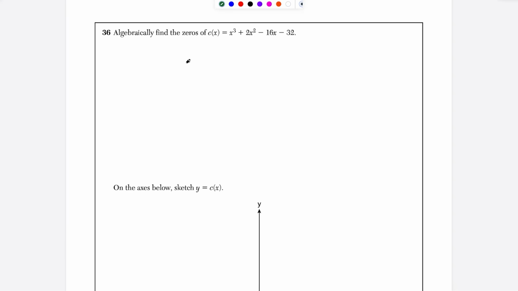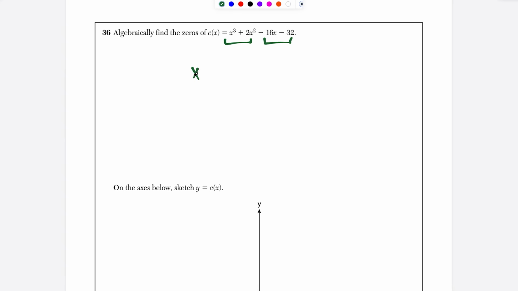Question 36, algebraically find the zeros of c of x. And then after that, on the set of axes below, we're going to sketch y equals c of x. So for this one, what I'm noticing is that we have 4 terms. So I want to try factoring by grouping first. So I'm going to go 2 terms at a time here, and I'm going to take out the greatest common factor in pairs.